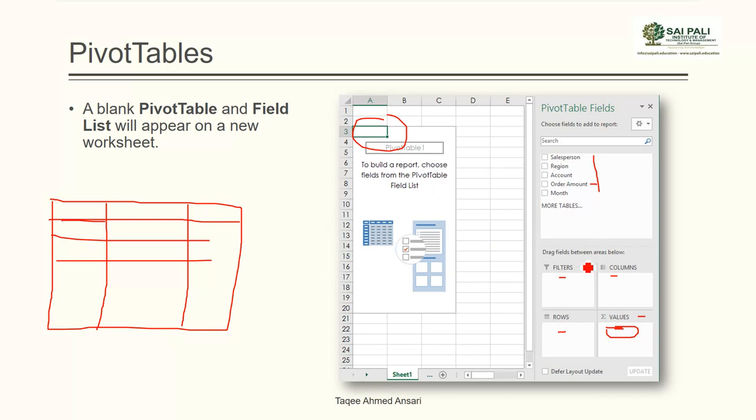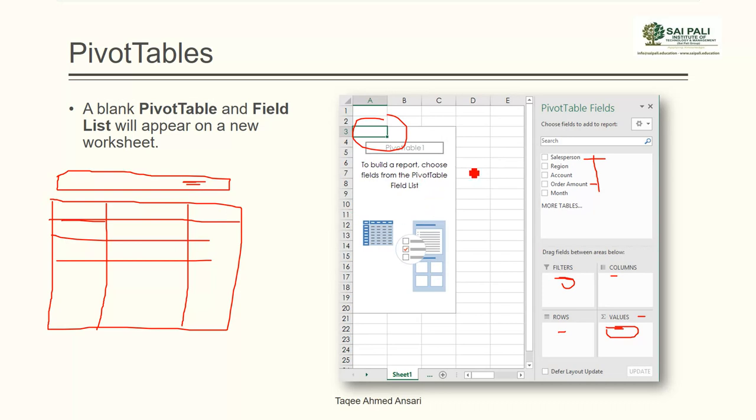And you can even add filters. Like if you want to see the salesperson's data but based on region, you can put the region in this filter, and the filter will come here, where you can choose the different regions.